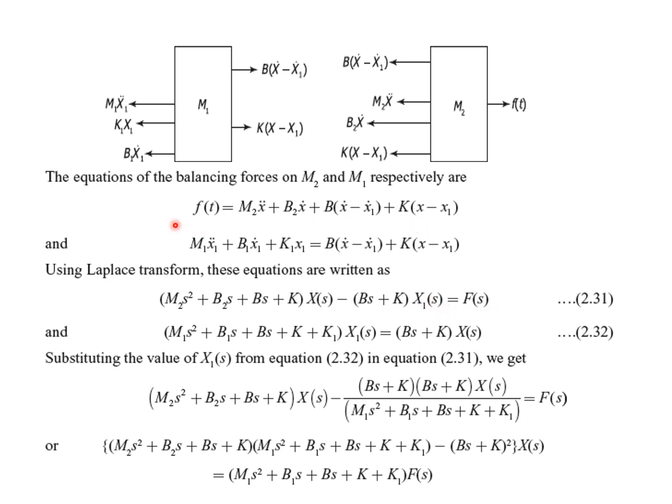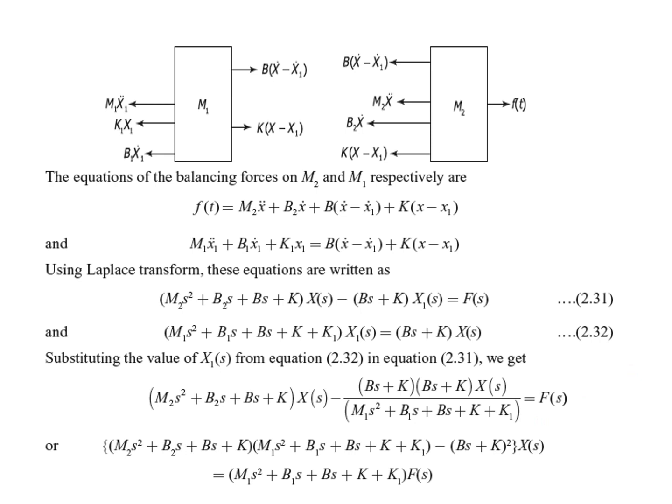We have taken the Laplace transform for the first equation, and I am combining the terms X(s) and X1(s), which is equated to F(s). Similarly, for the second equation, when we apply the Laplace transform, it is (m1 s² + b1 s + b s + k + k1) X1(s) = (b s + k) X(s). Now by rearranging the terms and solving for X1(s), you will get an expression like this.